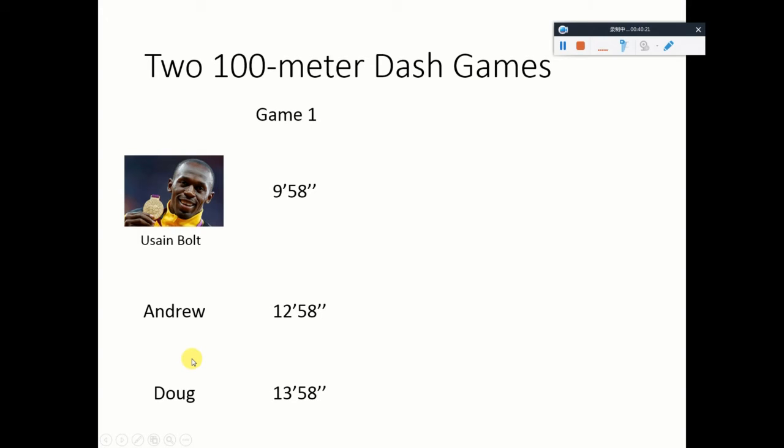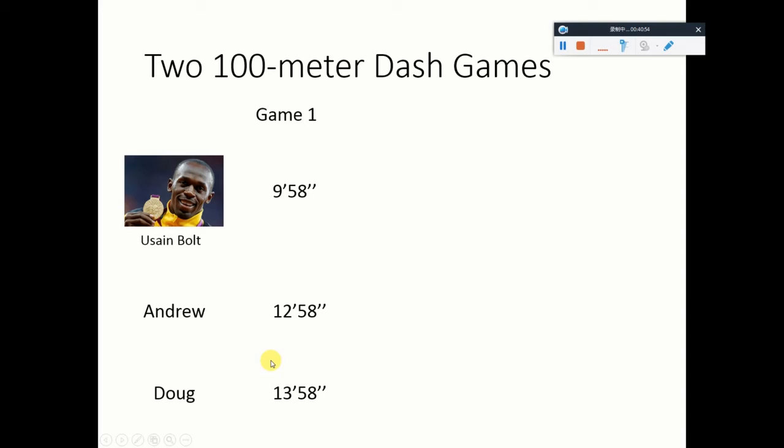Not surprisingly, in the first game, Mr. Bolt will be the fastest. His performance is 9 seconds and 58. Andrew's performance is 12 seconds, 58, and Doug's performance is 13 seconds, 58.